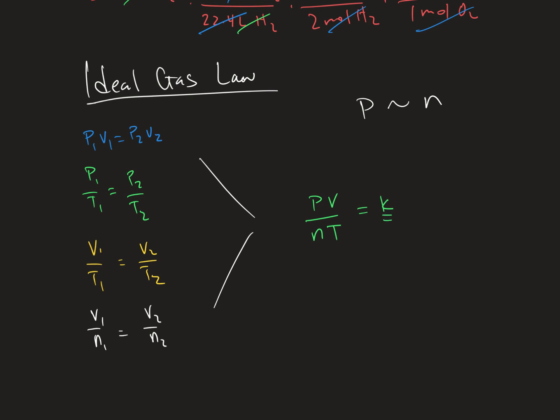Now, should we figure out what that constant is? No, we're not going to figure it out, but I'm going to tell you what it is. So that constant we're going to call R, and it is equal to 0.0821 atm liters per mole Kelvin.